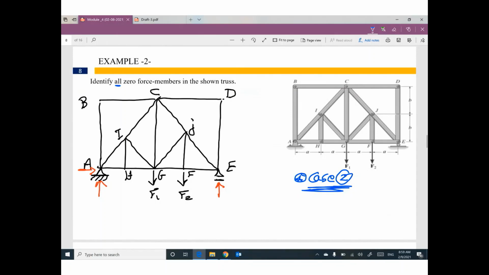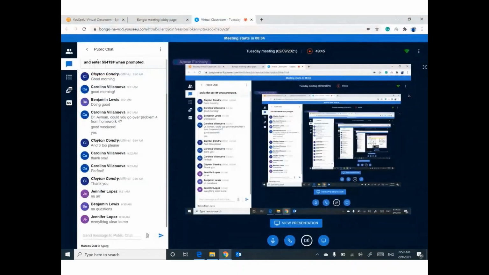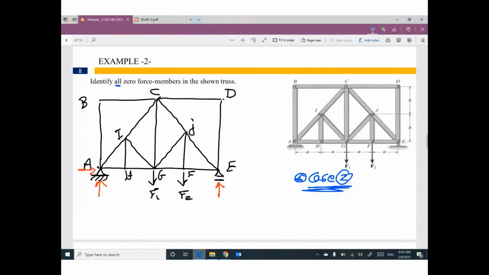Joint has two members only. No external load at this joint. Any answer? Please go ahead and write your answer. Do you think we have joints with 2 members only and no external load at this joint? Any answer? I'm looking for a joint, guys. Remember, I'm looking for a joint has 2 members only and no external load at this joint.